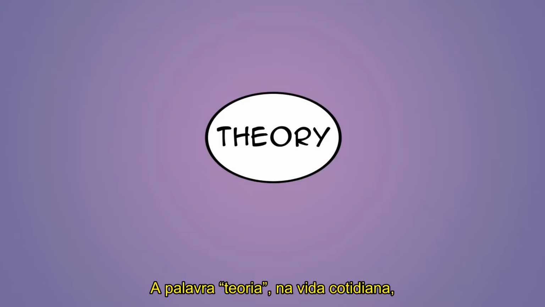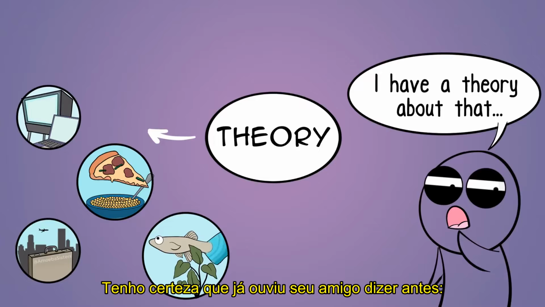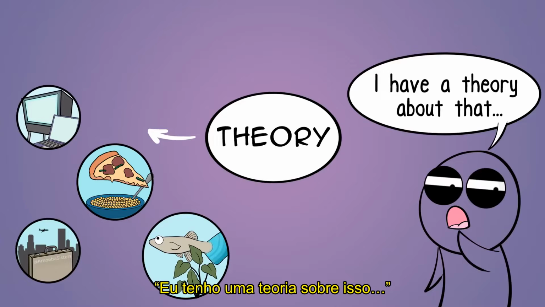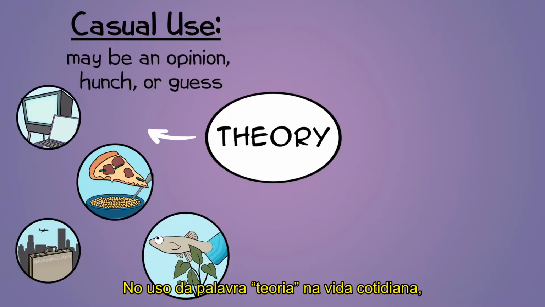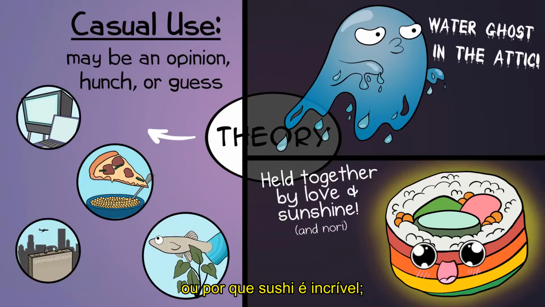The word theory tends to be casually used in this way in everyday life all the time. I'm sure you've heard your friends say before, I have a theory about that. When using the word theory in everyday life, theory might be an opinion, hunch, or guess. You might say you have a theory about why there's a water stain on a ceiling or why sushi is amazing, but it's important to understand that you are using the word theory very casually.